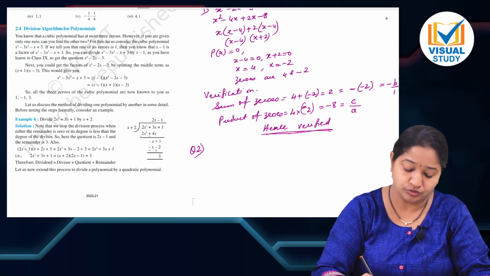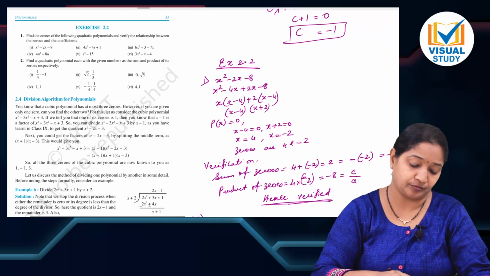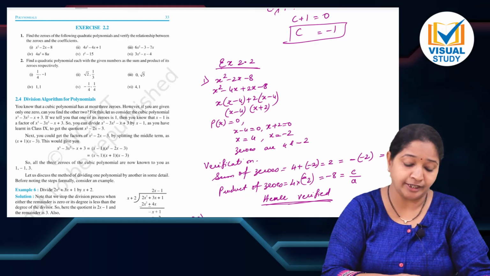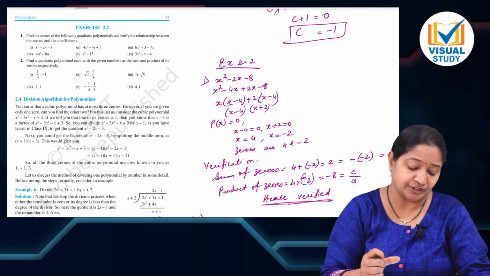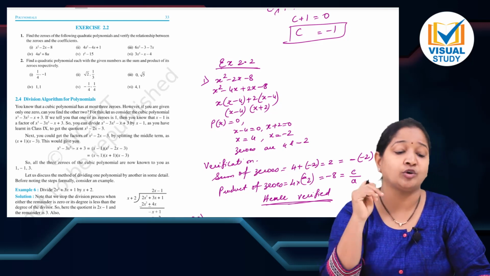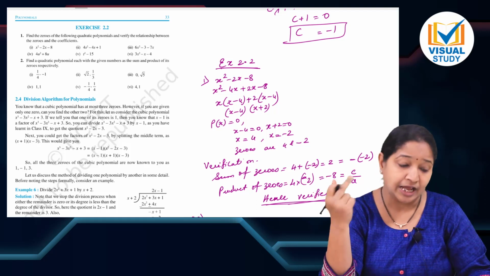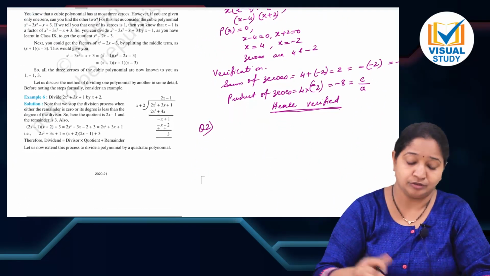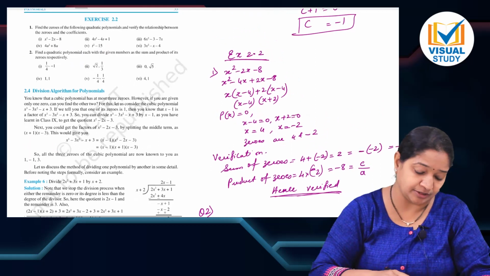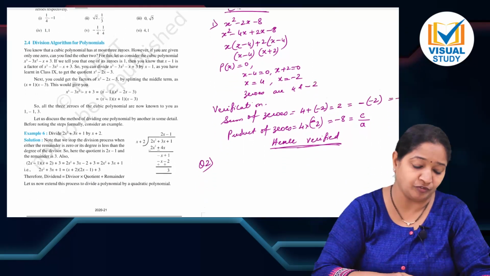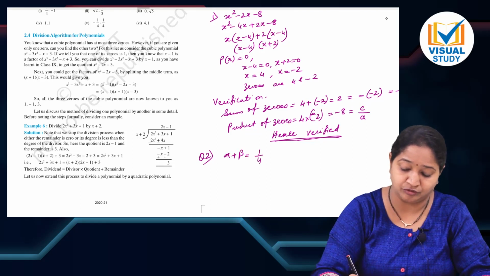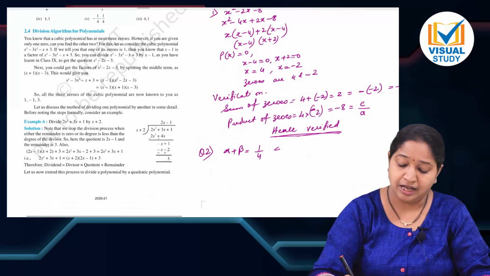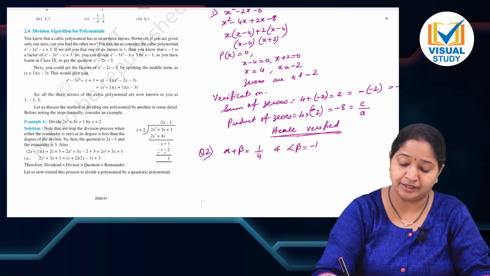Now, question 2. What is question 2? Find the quadratic polynomial, each with a given number as a sum and product of the zeros respectively. Find the quadratic polynomial whose sum is given and the product is given. First one is 1 upon 4 and minus 1. Sum, that is alpha plus beta is equal to 1 upon 4 and alpha beta is minus 1.